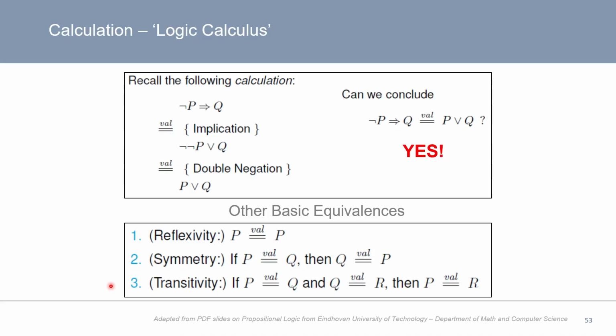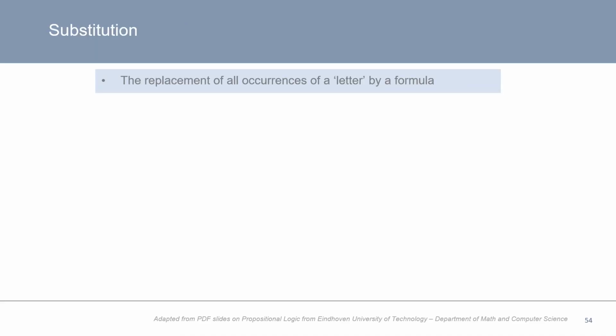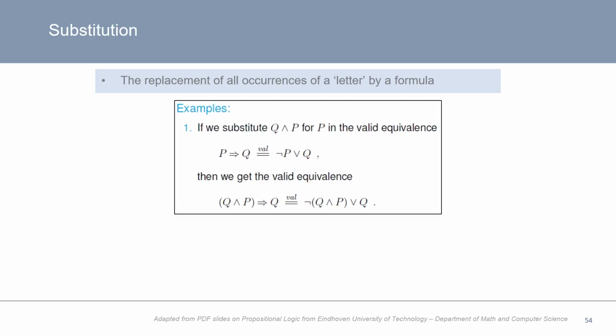Diving more into logic calculus, let's talk about substitution. This is the replacement of all occurrences of a letter by a formula. For example, let's replace the letter or atomic proposition P with the formula or more complex proposition Q and P. Specifically, we'll do this within the following equivalence statement.